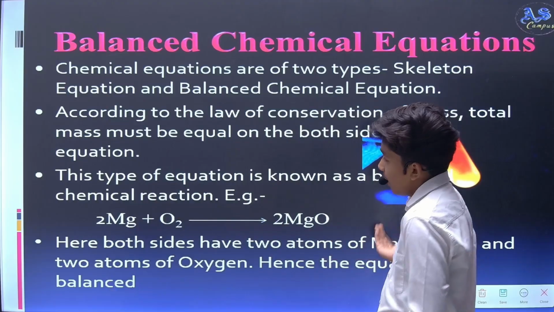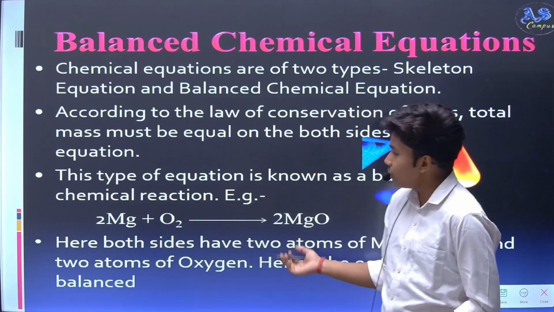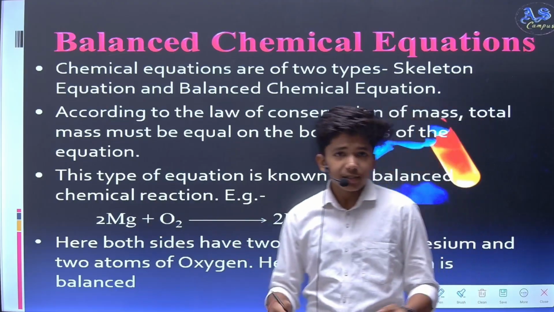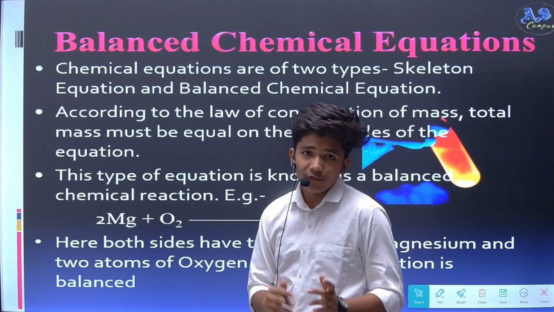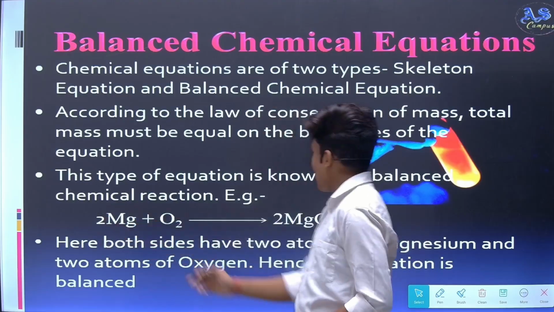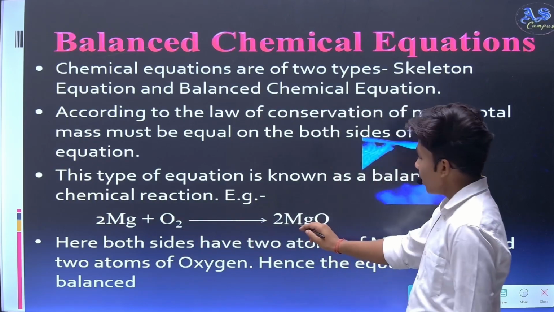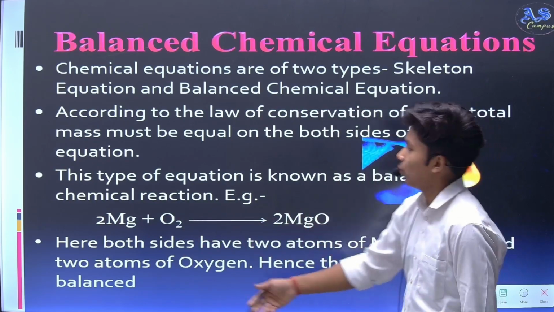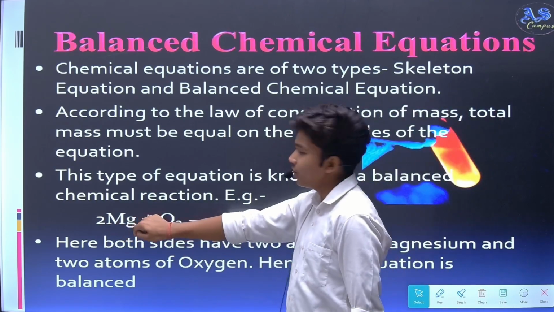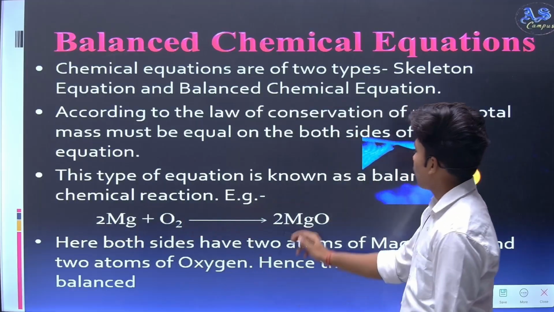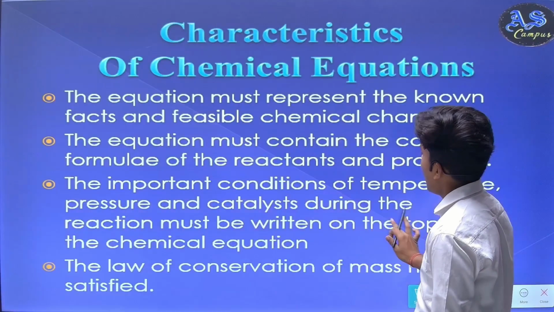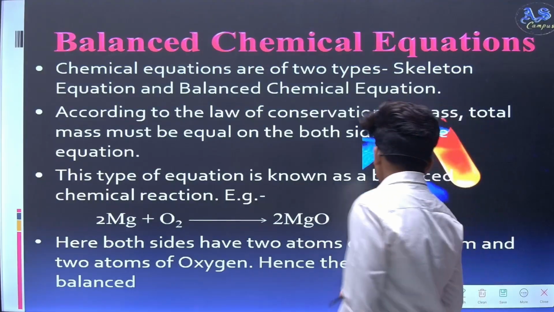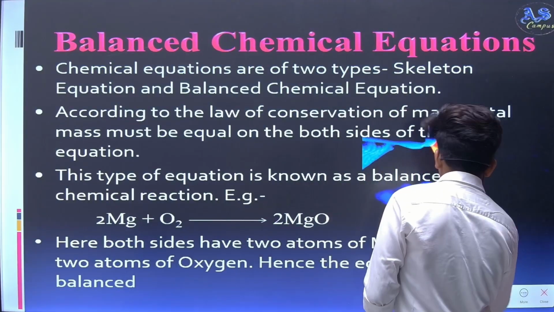This is one of the examples. Mg plus O2 gives MgO. So this was initially unbalanced. An unbalanced equation is also known as a skeletal equation. So when we put the stoichiometric coefficient 2 in front of magnesium, and here also we can put 2 because we have to balance, so here magnesium is 2, oxygen is 2. So this 2 is multiplied with magnesium as well as oxygen. So this is finally balanced now.